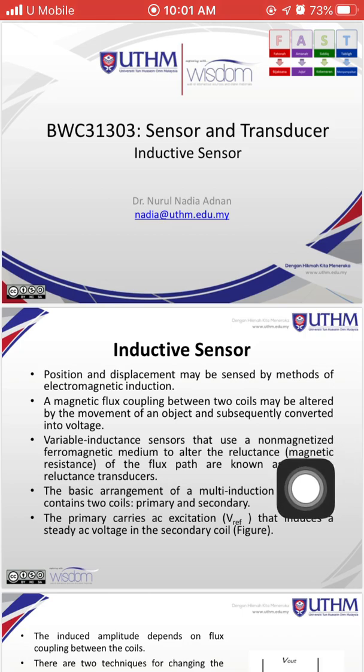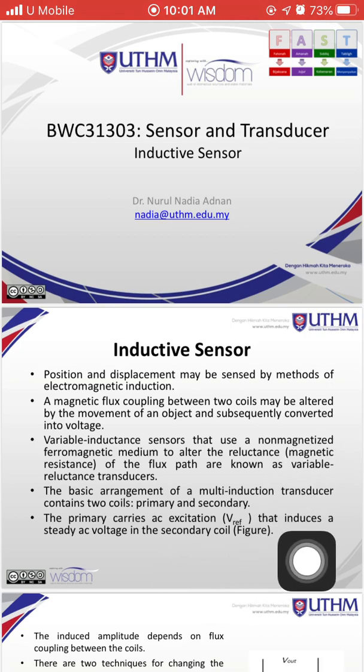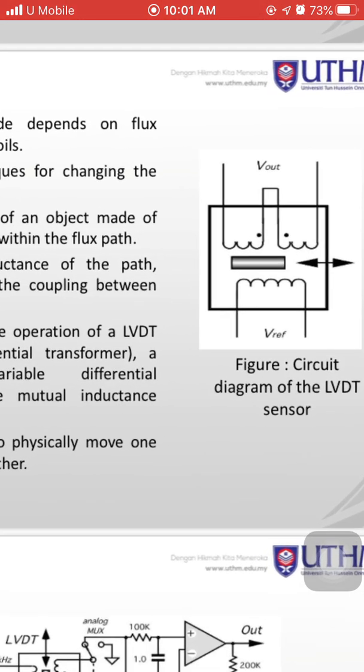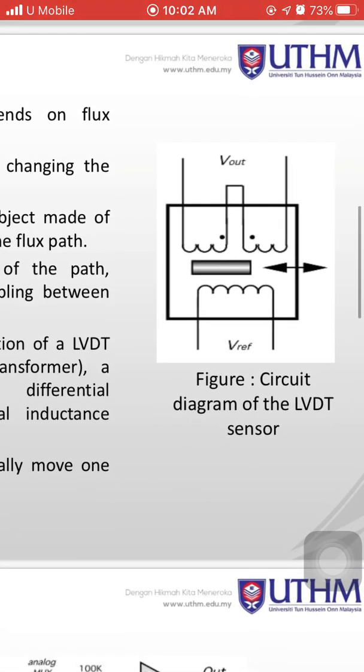Okay, so how does the inductive sensor working principle work? The magnetic flux coupling between two coils can be changed by the movement of an object and subsequently converted into voltage. Okay, so the basic arrangement of induction must have two coils. The first we call the primary coil and the second we call the secondary coil.